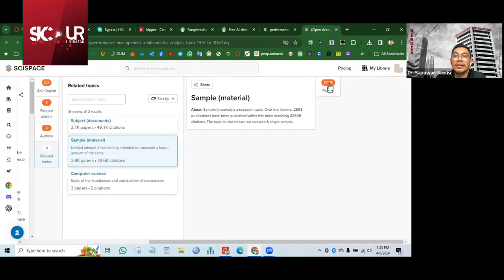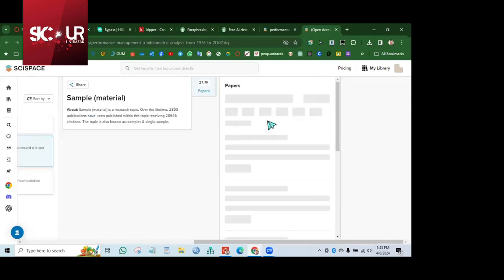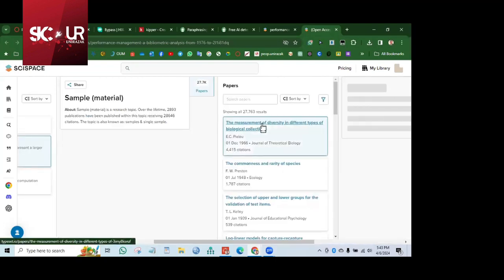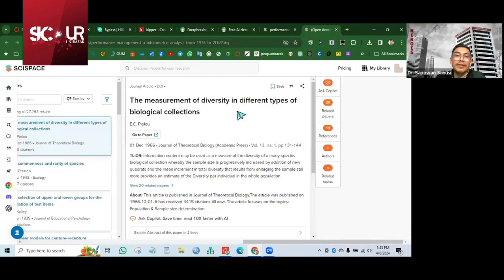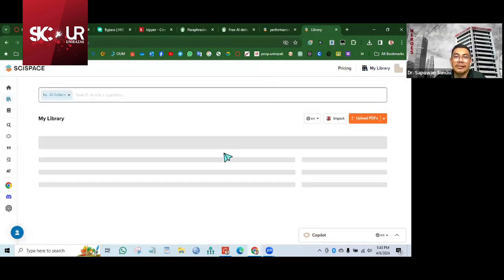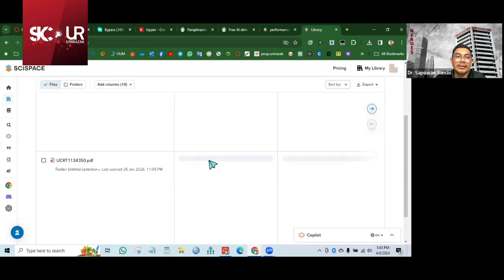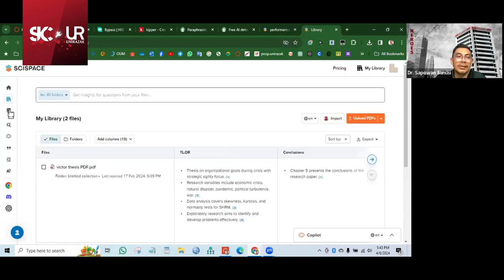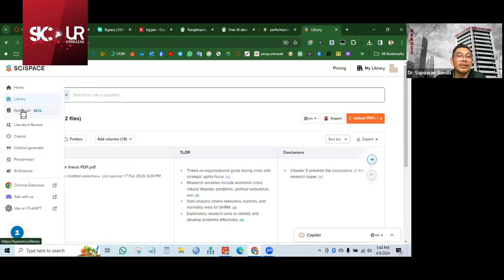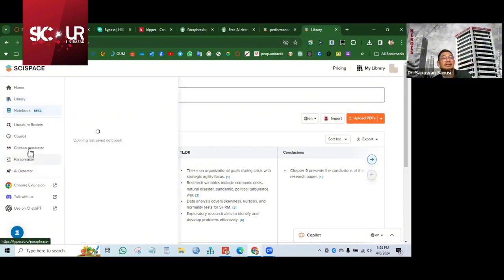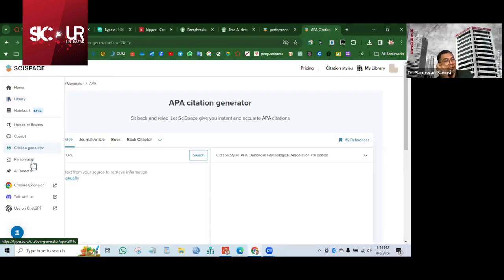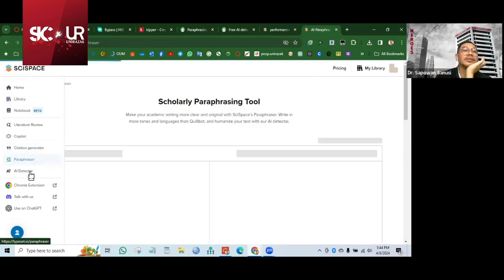Boleh guna the papers. This is free. Yeah, no, you need to pay. But the free version also boleh dapat. This one is free version, saya tak bayar lagi. So ada library saya. Ada 2-3 thesis yang saya guna untuk library. Okay, notebook pun ada, copilot pun ada, citation generation pun ada, rephrasing pun ada, AI detector pun ada.